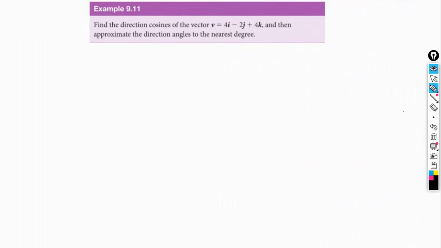So now we have example 9.11, and it says, find the direction cosines of the vector v, which is 4i minus 2j plus 4k, and then approximate the direction angles to the nearest degree. Okay, so the first thing we need to do is find the magnitude of this vector. That's going to be equal to the square root of 4 squared plus negative 2 squared plus 4 squared, and this is going to give us 6. So the unit vector is going to be vector v divided by the magnitude of v.